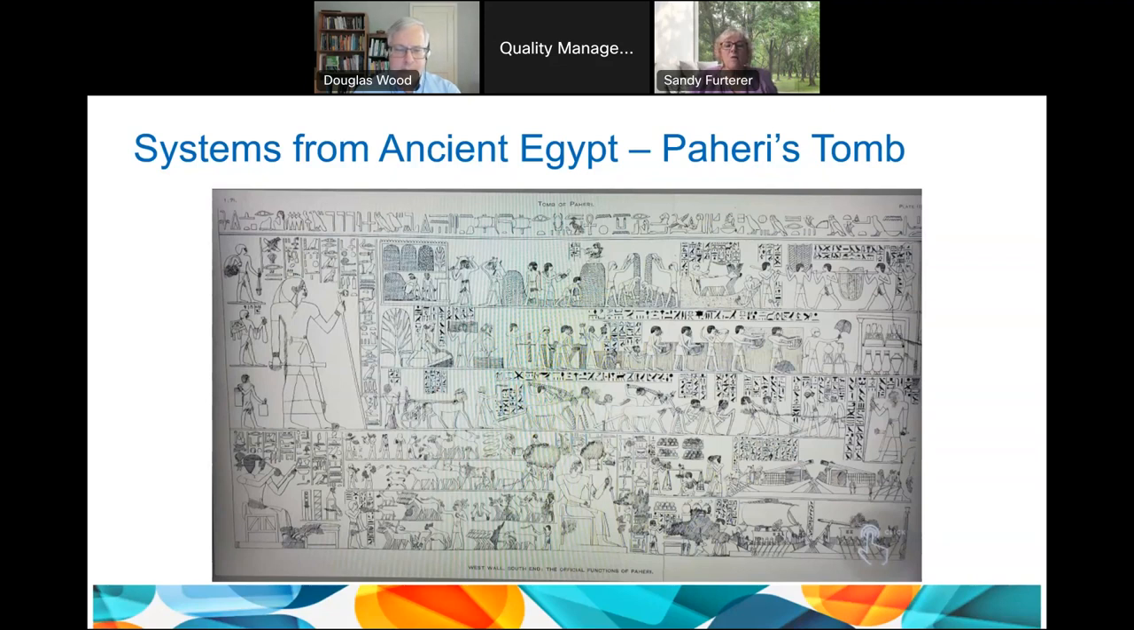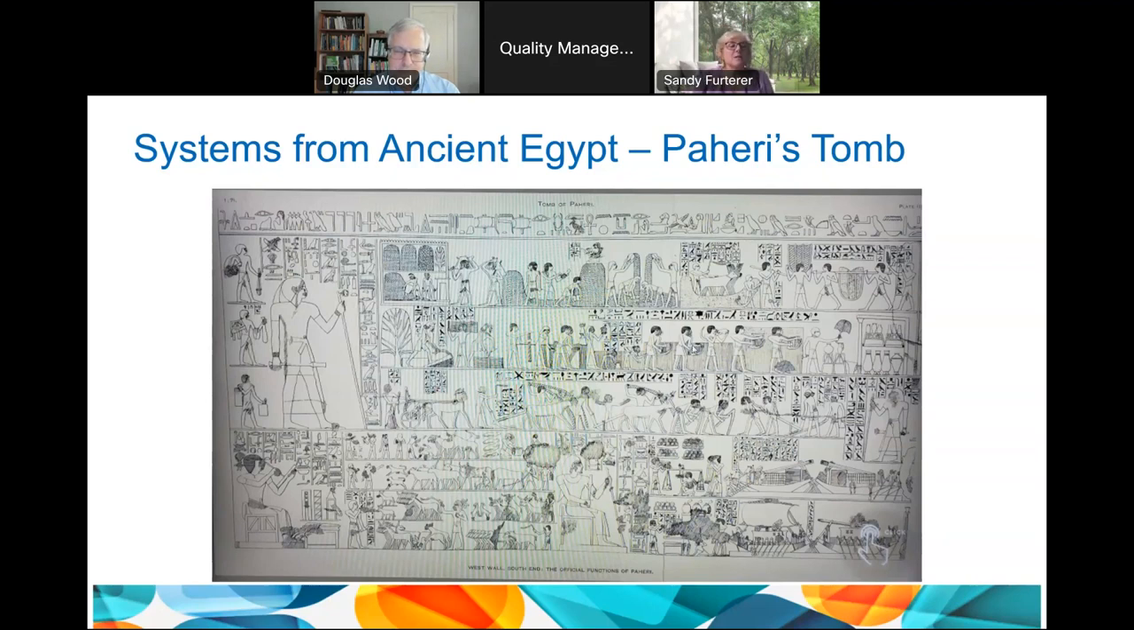And I realized, wow, this is a system, and this is from ancient Egypt, right? And so my son took a picture of it. It's the west wall of the tomb of Pehari. It's difficult to see here, but you can Google this, and there's a lot of explanation around this.